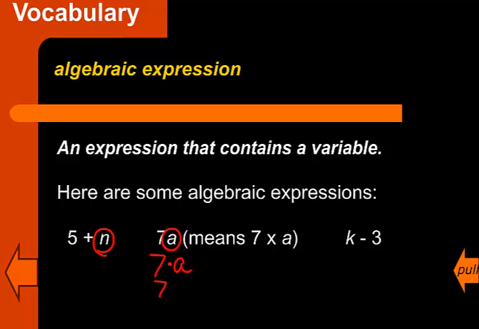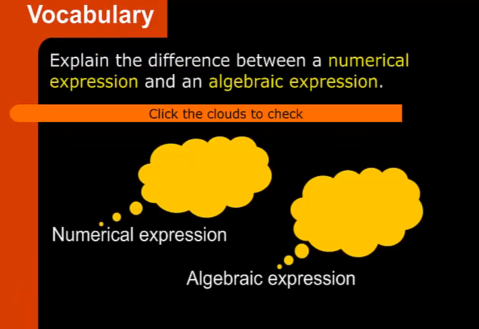Here's another way to write multiplication. 7 dot a and 7 parentheses a. All of those mean to multiply. In our last expression, k is the variable. Notice none of these expressions have equal signs. So take a moment and in your notebook, explain the difference between a numerical expression and an algebraic expression. Pause the video while you write this down.